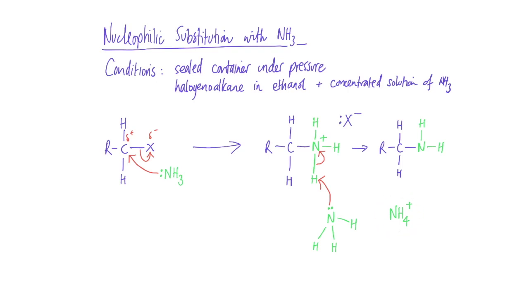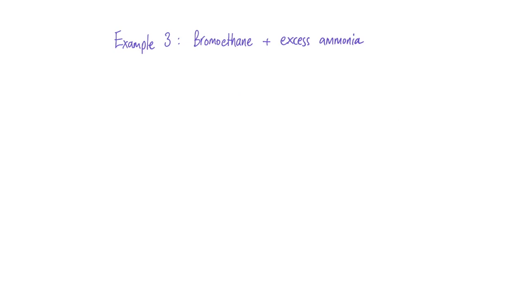And if we think about what we started with here with the X, that would still be present. So at the ends here, we've got NH4+ and X minus, or you may write that just as NH4X. So for example, if we'd started off with a bromoalkane, this would be NH4Br, ammonium bromide. So what we have here is another example, bromoethane and excess ammonia.